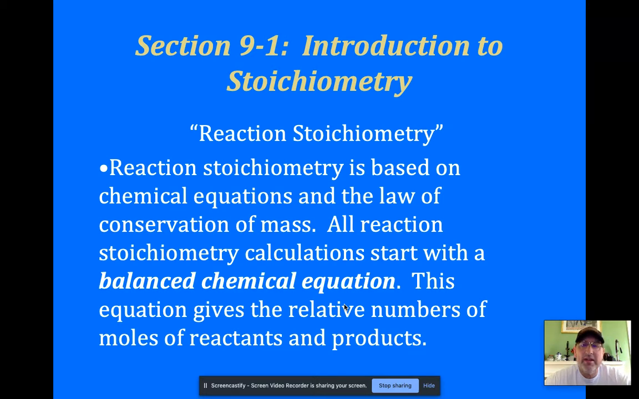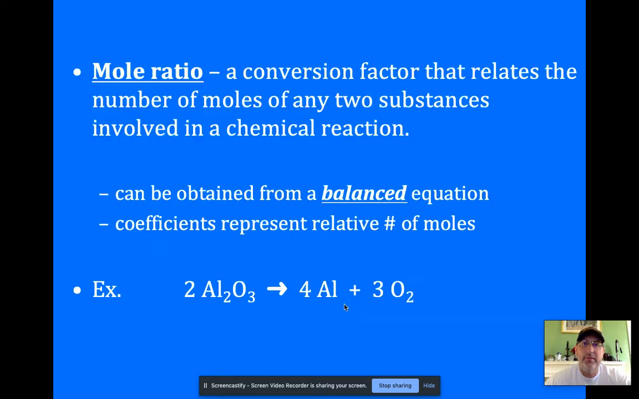So this first section is just a real quick introduction, and really what we get out of this section is what is a mole ratio, okay? And it just comes, like I said, from the balanced equation. We're going to be doing reaction stoichiometry, based on the chemical equation and the law of conservation of mass. That's just saying, making sure that the reaction is balanced, okay? All stoichiometry calculations start with a balanced chemical equation. This equation gives the relative number of moles of reactants and products.